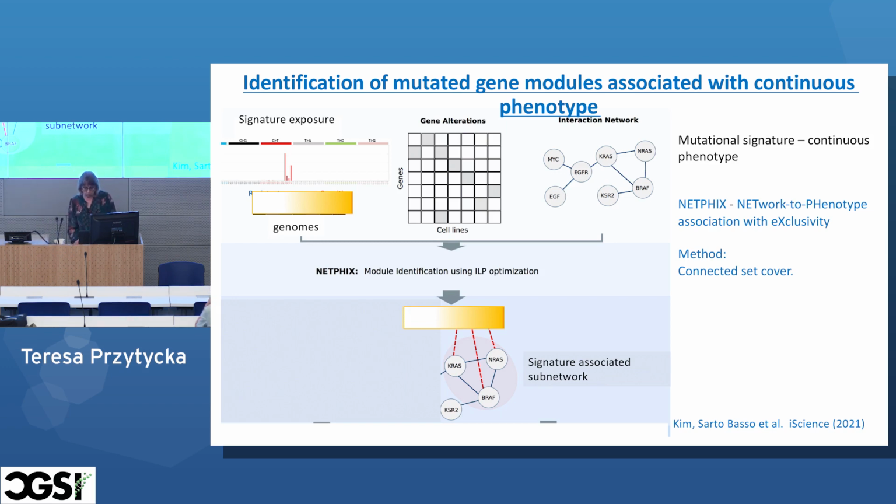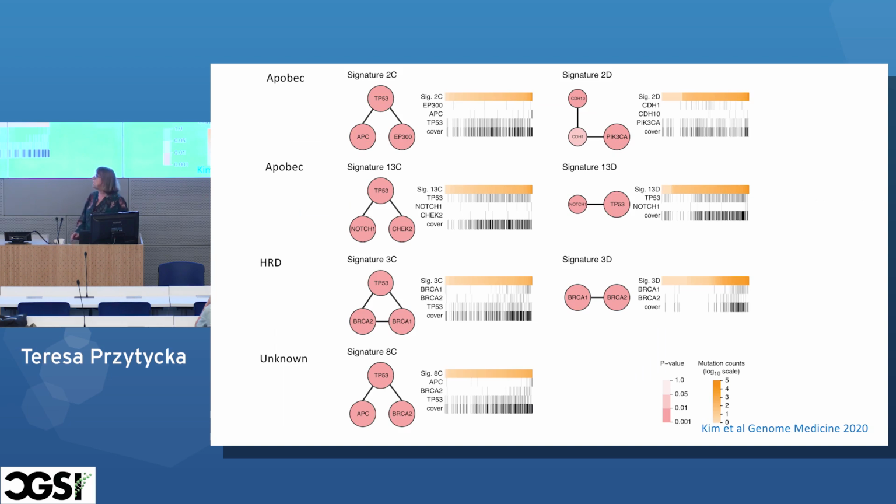We use integer linear programming optimization, building on a graph theoretical concept of connected set cover. What we get with that, again, with various mutational signatures, is that we can now also associate mutations, and as we hoped to get, BRCA1 and BRCA2 are associated with homologous recombination deficiency, which is signature 3, but in addition, TP53 is also related with these signatures.